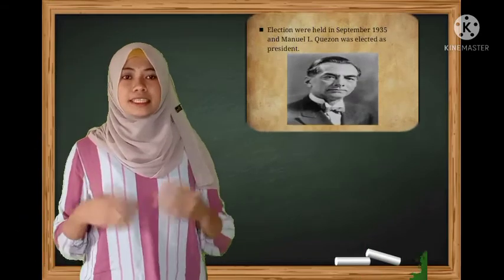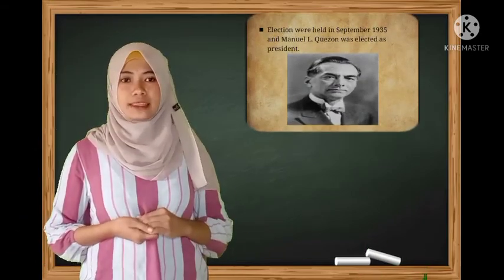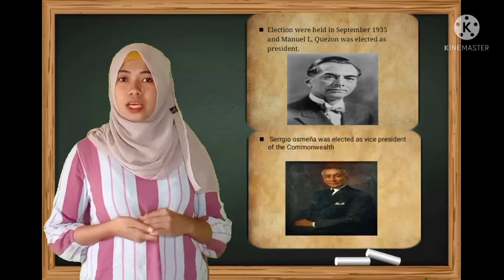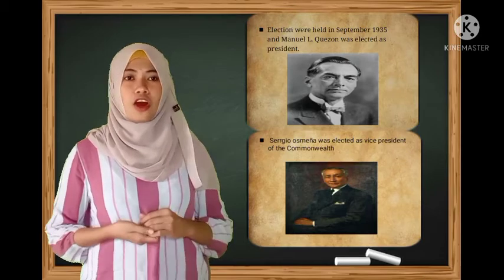Elections were held in September 1935 and Manuel L. Quezon was elected as President. Also, Sergio Osmeña was elected as Vice President of the Commonwealth.